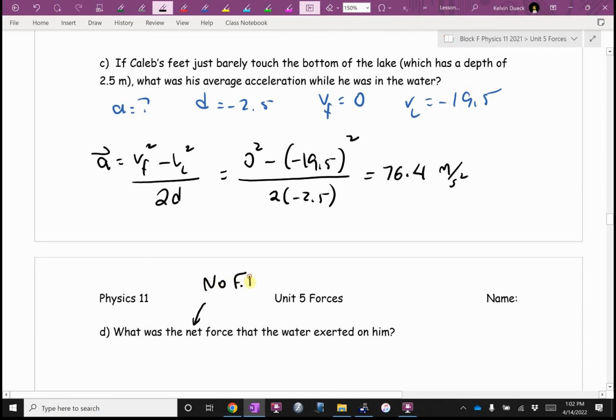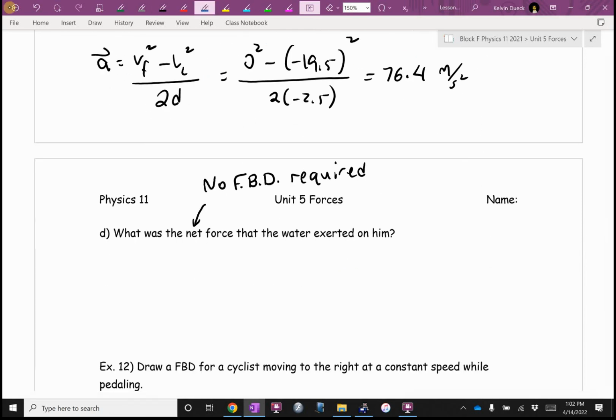No FBD required. You can go straight to F equals what? MA. What was M? 92. Thank you. What was A? 76.44, or answer button.